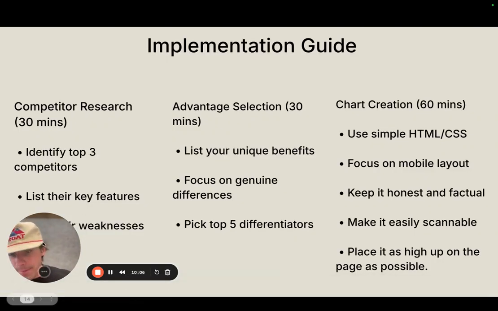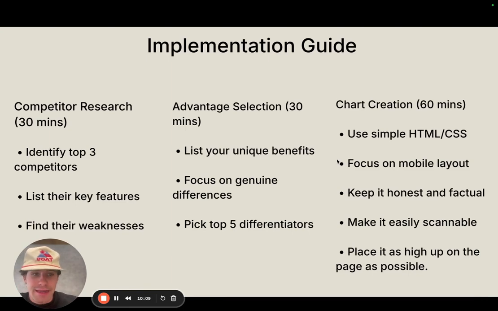Okay. So here's a quick implementation guide, right? Like I said, you should be able to do this in less than 2 hours. Starting with competitor research, go find your top competitors, list their key features, find their weaknesses, find what makes your product unique. I said 30 minutes. That can probably take 10 minutes. And then list your unique benefits, focus on real differences, pick the top 5, I'd say 4 to 7 points, write them out using your customer's language. Just write all this out in a Google Doc. Again, this can probably take 15 minutes.